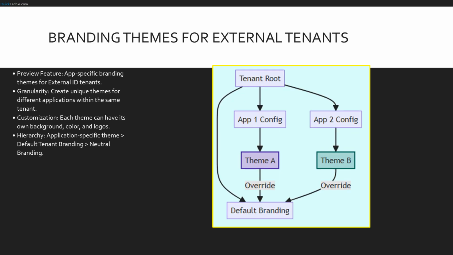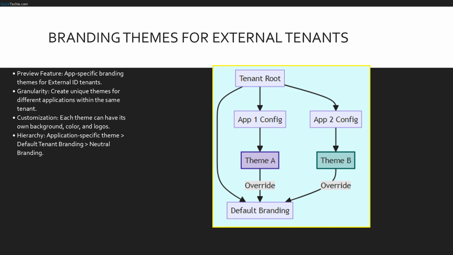For those of you managing external ID tenants for customers, there is a powerful preview feature called branding themes. Traditionally, branding was tenant-wide. Now, you can create unique branding themes assigned to specific applications within the same tenant. This allows you to host a partner's app and a consumer app in the same directory, but with completely different visual identities. Hierarchy is important here. An application-specific theme overrides the default tenant branding, which in turn overrides Microsoft's neutral branding. This granularity is essential for multi-brand organizations.